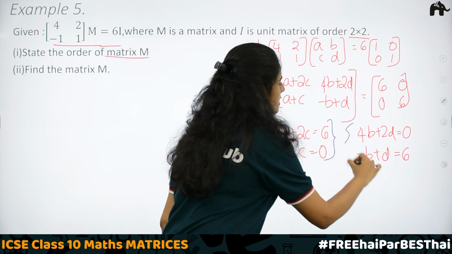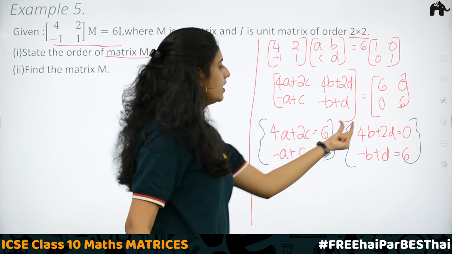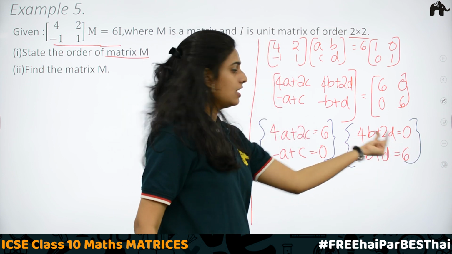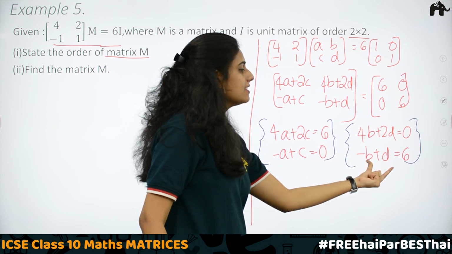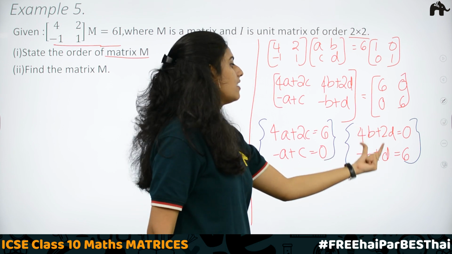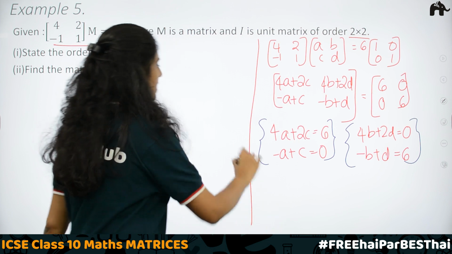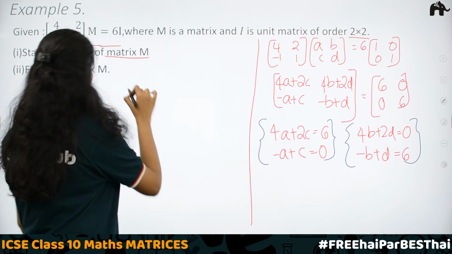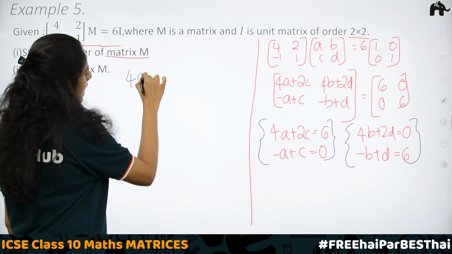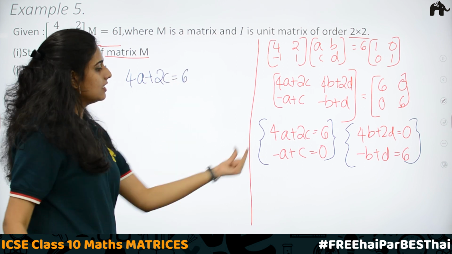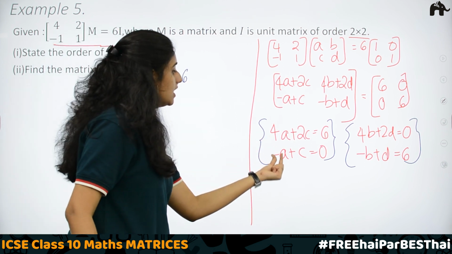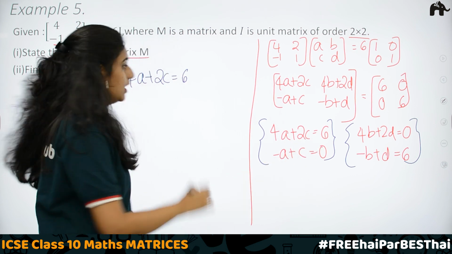Similarly, when you consider these two equations, in the first equation we have B and D, and here also we have B and D. We can equate them and solve these linear equations in two variables to get the values of B and D. First, let us take this part. We have 4a plus 2c is equal to 6. The second equation is minus a plus c is equal to 0.